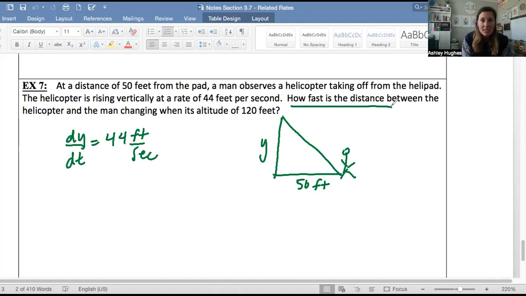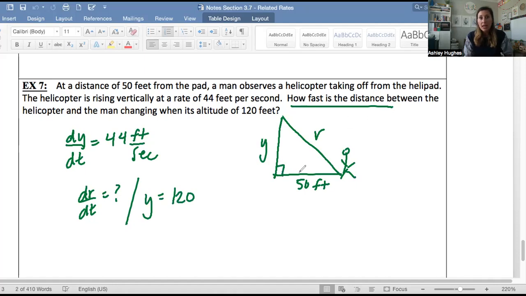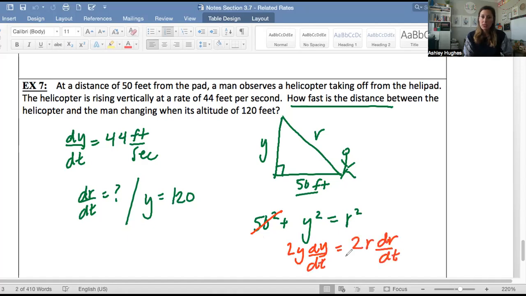How fast is the distance changing? Okay, so they're looking for this. Sometimes they do angle of elevation problems here. When it's at altitude, so that's when y is 120. I just do Pythagorean theorem because it's the side lengths of a triangle, and I can use 50 because that's not changing. But I don't want to use 120 here because that is changing. You plug it in after you take the derivative. When I take the derivative of 50 squared, that's 0. This is 2y dy/dt is equal to 2r dr/dt. And then you can cross out the 2's.